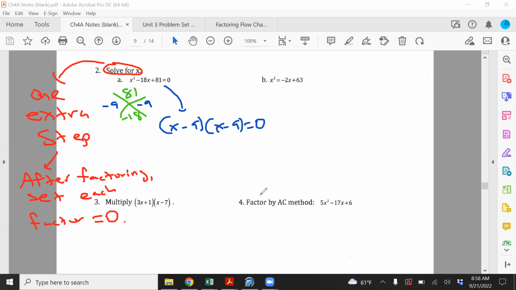All right. Anyway, now I've got it factored. What's the extra step here? Set each factor equal to 0. Because they're both the same factor, I only do it once. What does x equal? Done. That's simple. And why do we set each factor equal to 0?